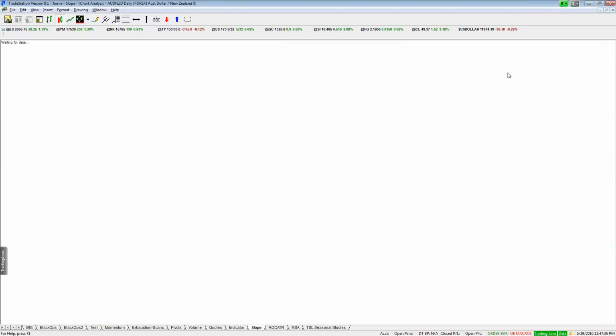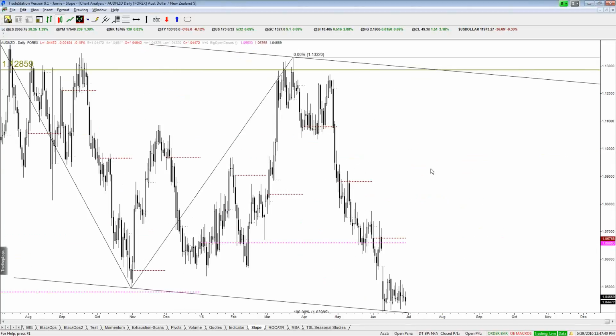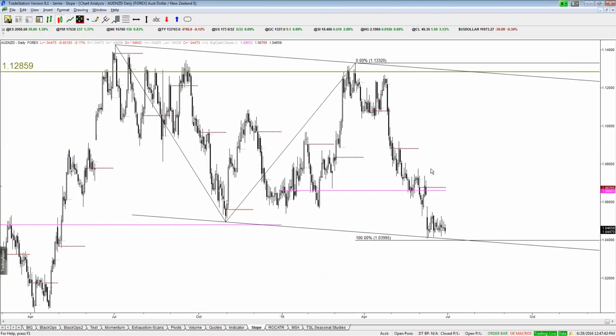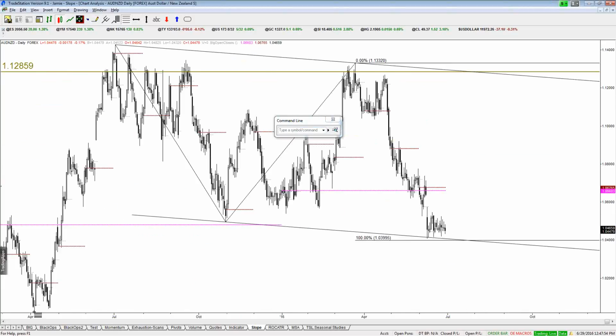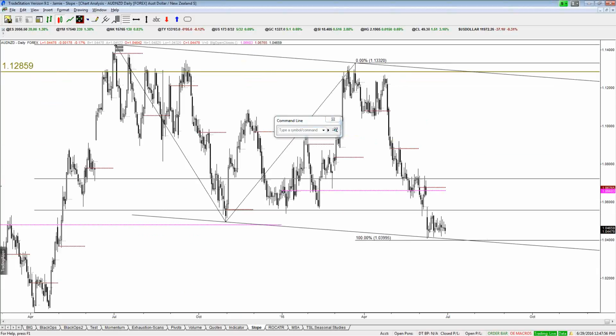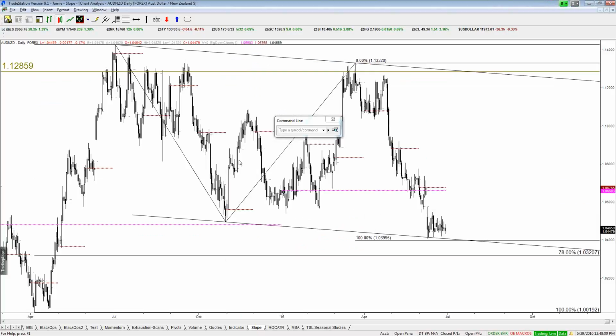Aussie Kiwi. I had noted this morning on Twitter, you might actually end up with, again, scrolling out, right? Long-term support. You have the 786 of the entire rally at 103.20.